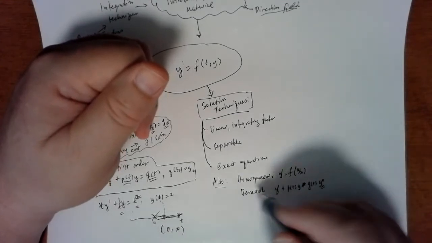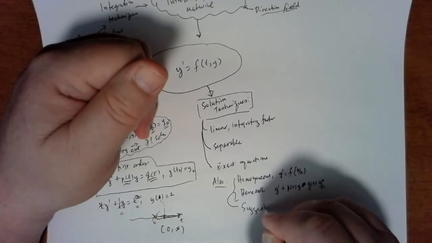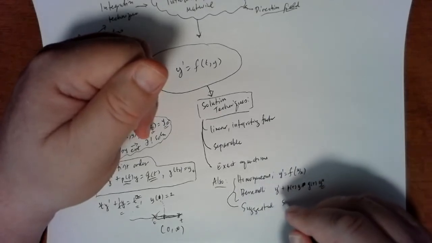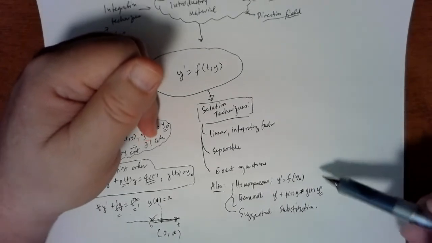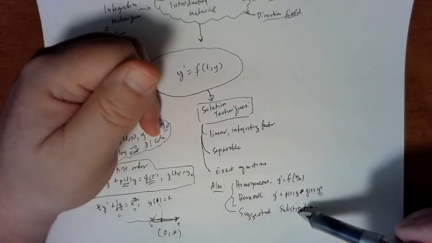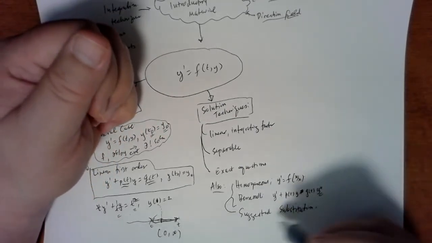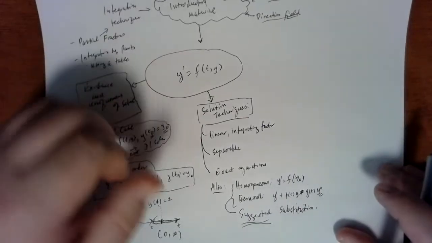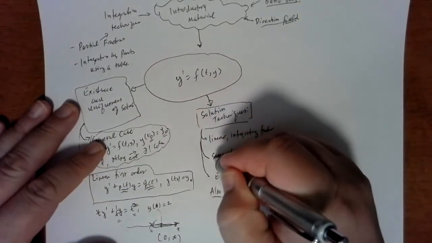And so in both of these cases, there would be a suggested substitution. And so the important thing on these two special cases, homogeneous and Bernoulli, is that you can take this substitution, put it into the differential equation, and solve it that way. Okay, but it is a suggested substitution, right? So you don't have to come up with that on your own.